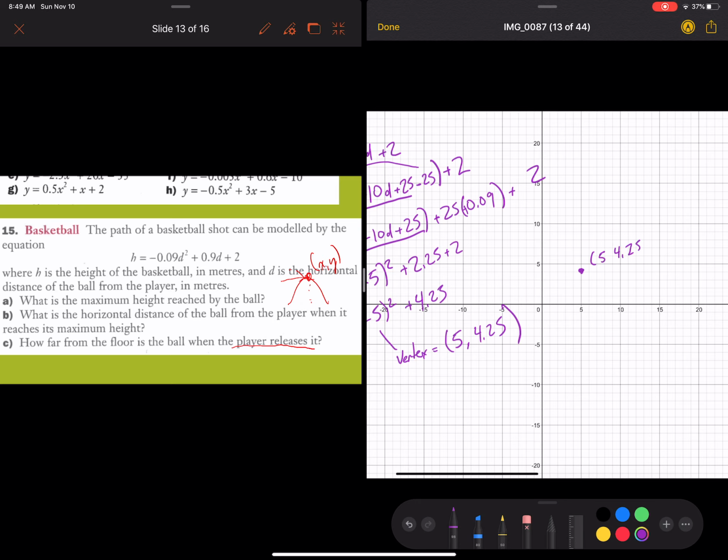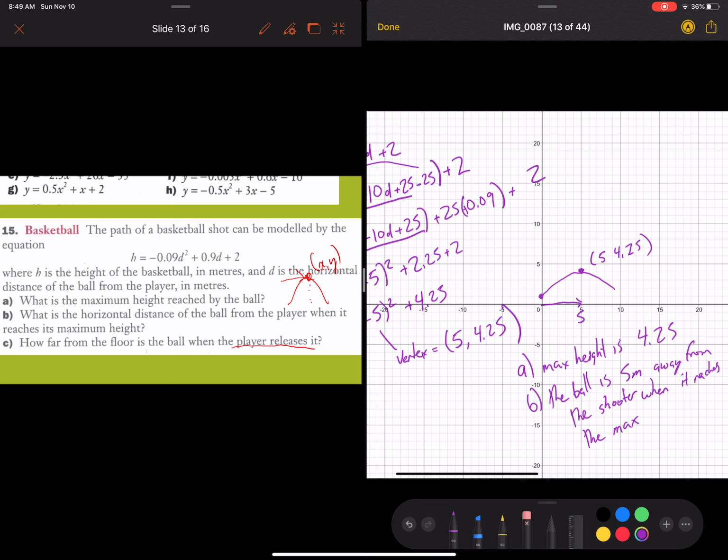If this is where the ball starts somewhere, it's going to go in this direction, 5, and the maximum height it's going to get to before it starts to fall is going to be 4.25. So A, the max height is 4.25. B, the ball is 5 meters away from the shooter when it reaches the max.